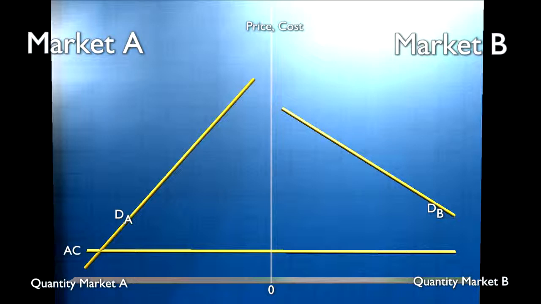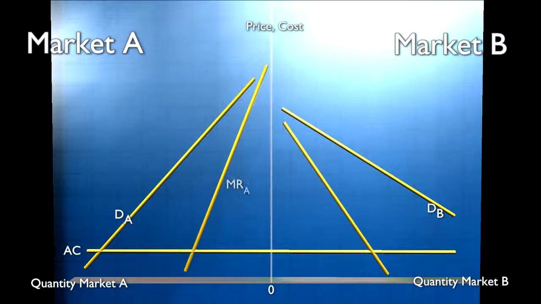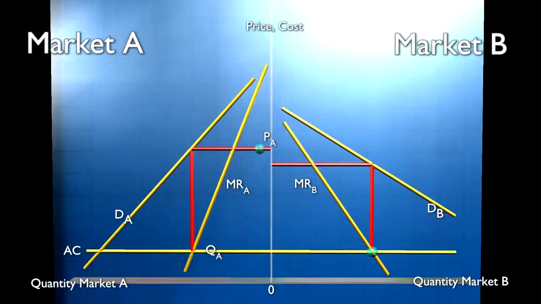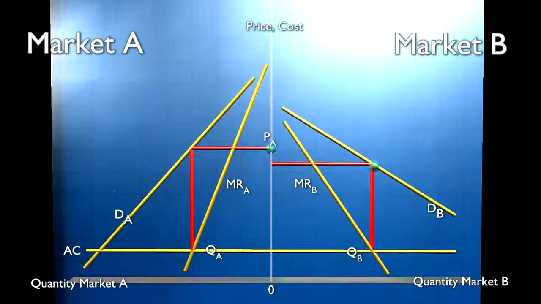We now add the marginal revenue function. Recall that the marginal revenue has a slope twice that of the demand curve. We equate marginal revenue with marginal cost and get the quantity in market A, QA, and price in market A, PA. In market B, we equate marginal revenue with marginal cost, generating quantity QB and price PB.